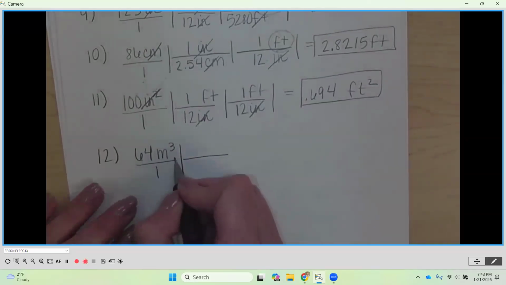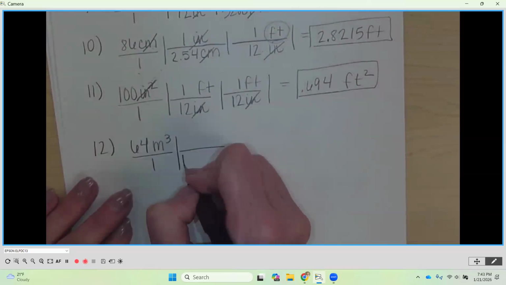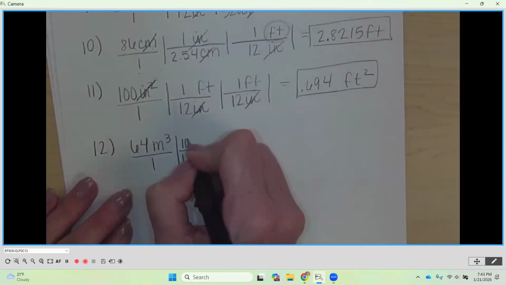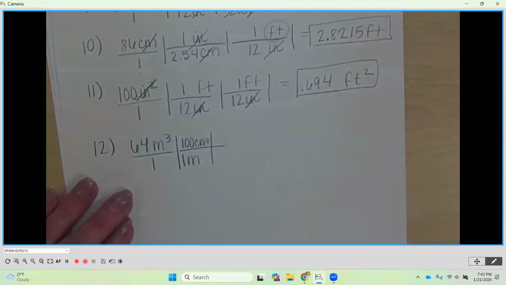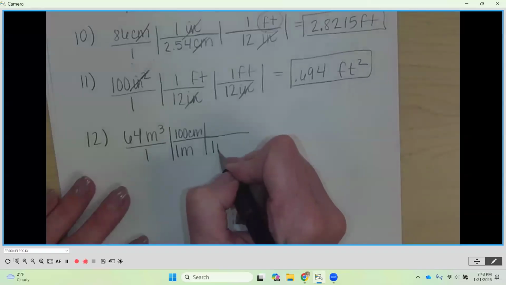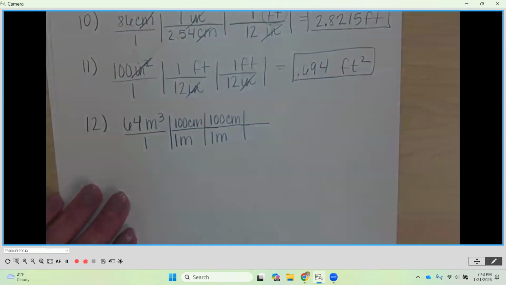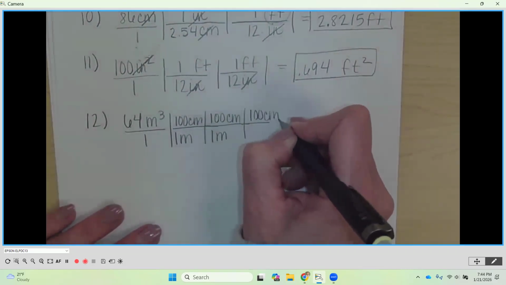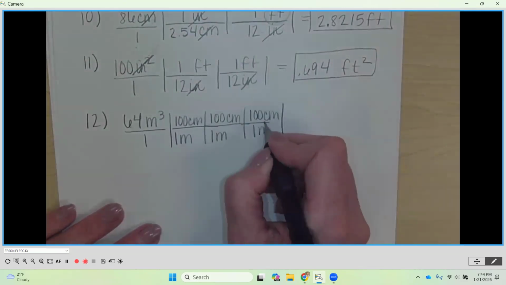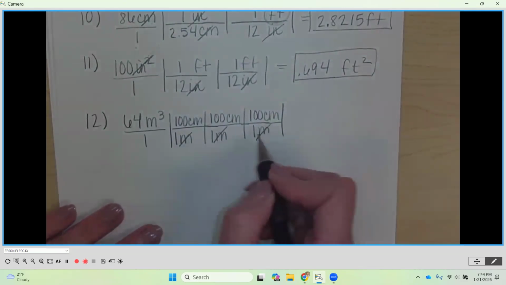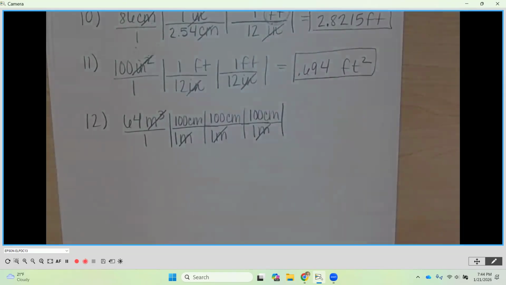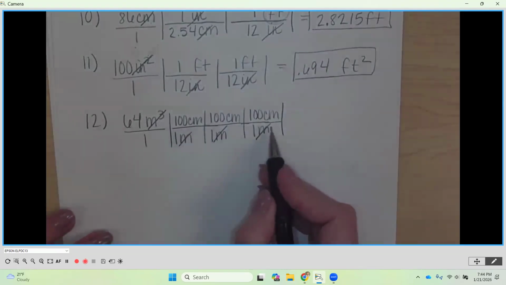Now I have to do this 3 times, right? Because I'm a cube. So I'm going to put 1 meter on the bottom and 100 centimeters on top. That's 1. Then I'm going to do 1 meter on the bottom again, 100 centimeters on the top. That's 2. And 100 centimeters on the top, 1 meter on the bottom. That's 3. So 1, 2, 3 takes care of the meters cubed. If you only do it once, like I said, you only clear 1 of the meters. You've still got 2 left over. Okay. And then now I'm in cubic centimeters.